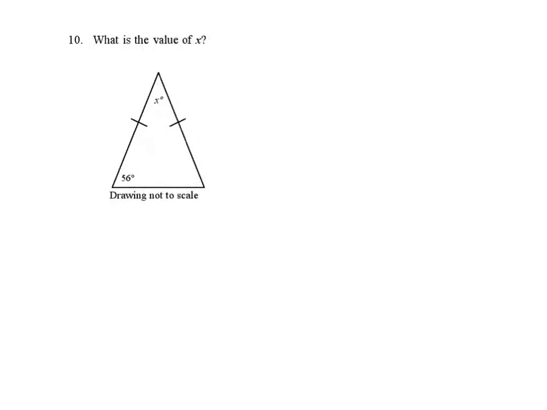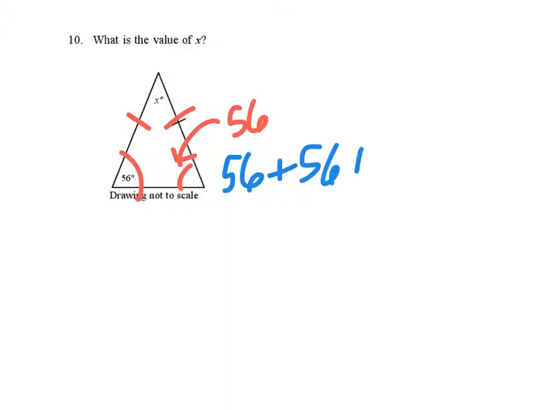10 says, what is the value of x? Again, we have an isosceles triangle. These two are the same, so these two angles need to be the same. So this angle here is going to be 56, and remember, they all add up to what? Hopefully you said 180. So we're going to have 56 plus x equals 180.